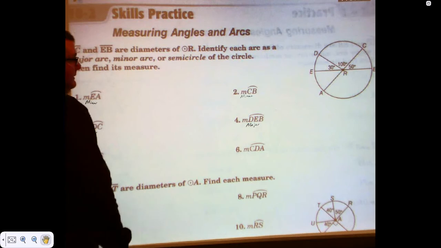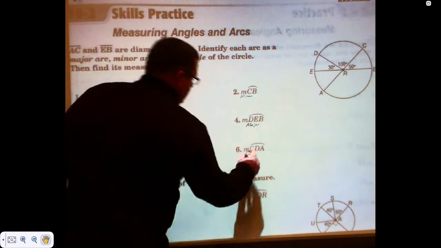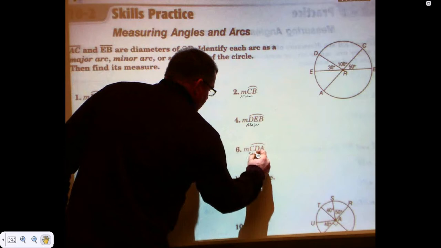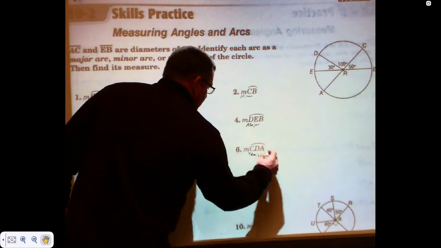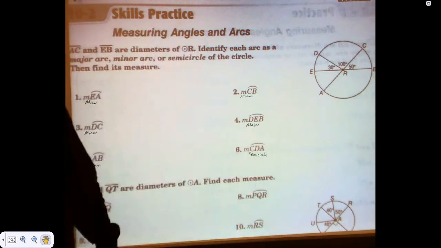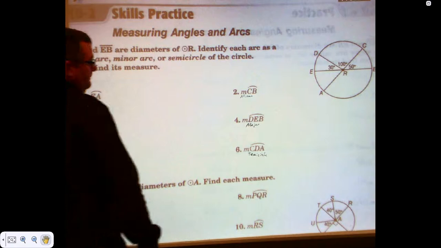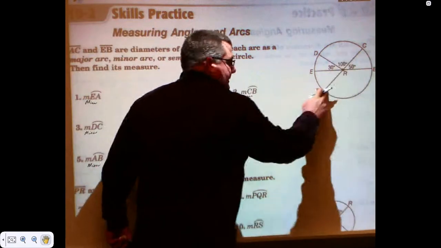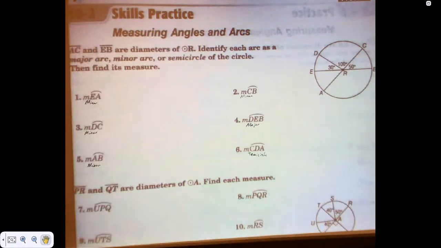and CDA. CDA, see how that's diameter? Okay, now let's find their measure.